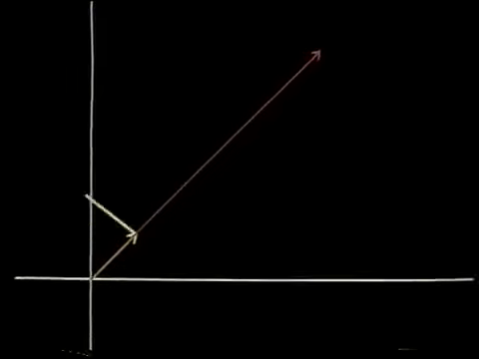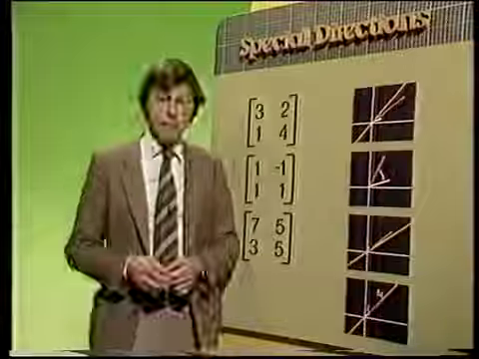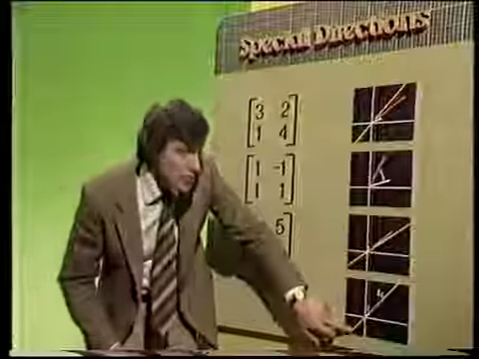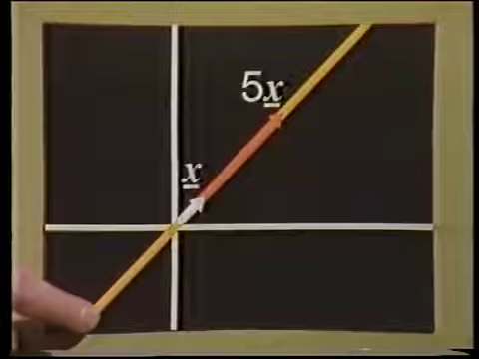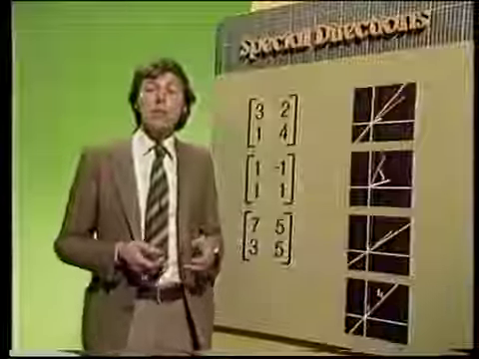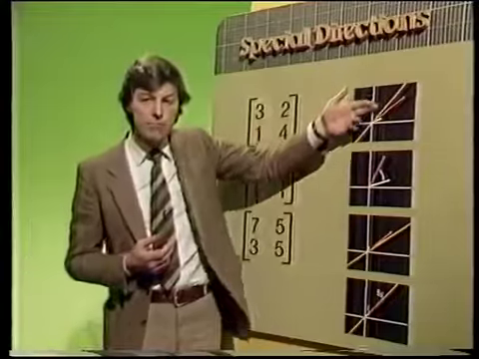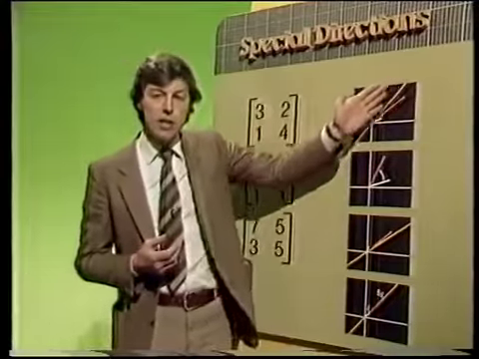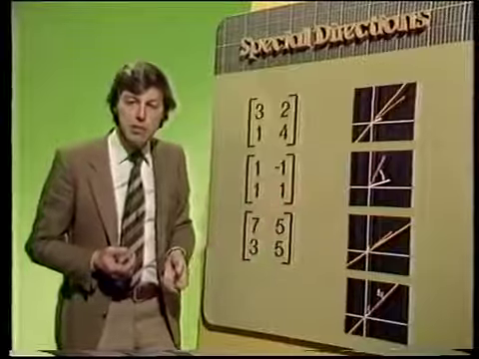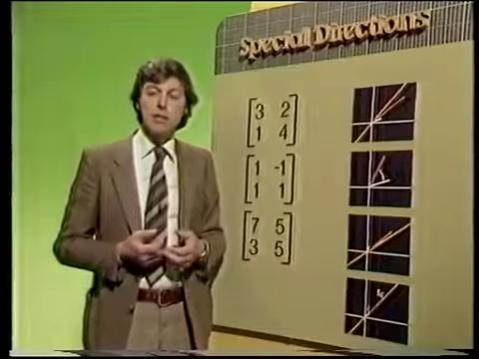Let's choose another vector, v2. That goes to this. That's also 5 times v2. It looks as if all vectors in this direction are stretched to 5 times their original size. And it so happens that every vector in this direction is stretched by a factor of 5. So the geometry of the situation is like this. For this particular matrix, we have a special direction, and every vector in that direction gets sent to a vector in the same direction, but 5 times its length.